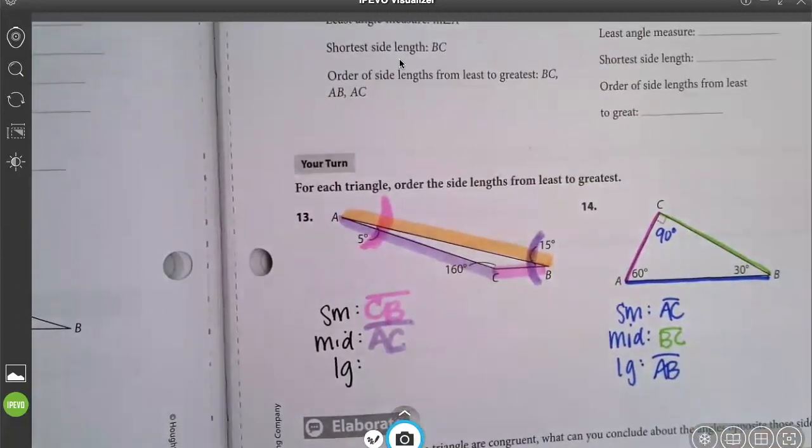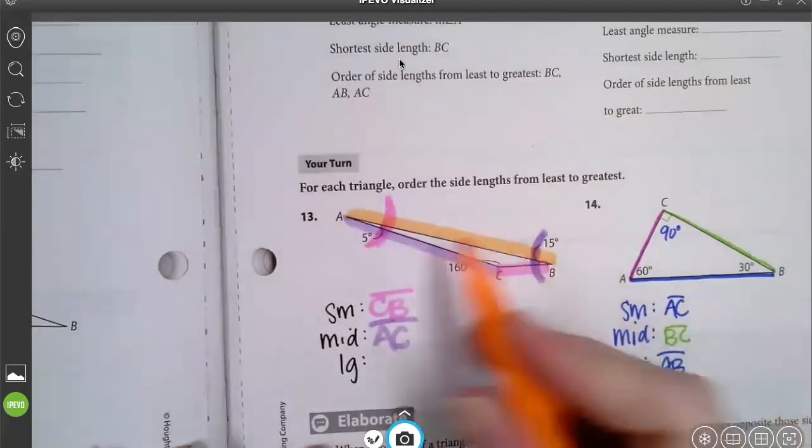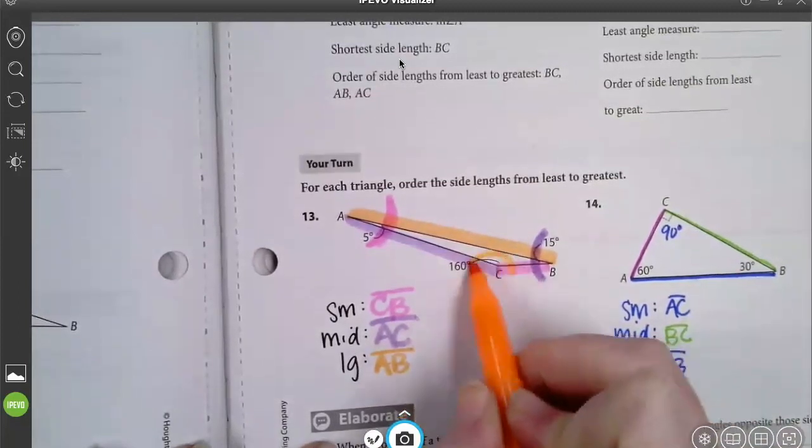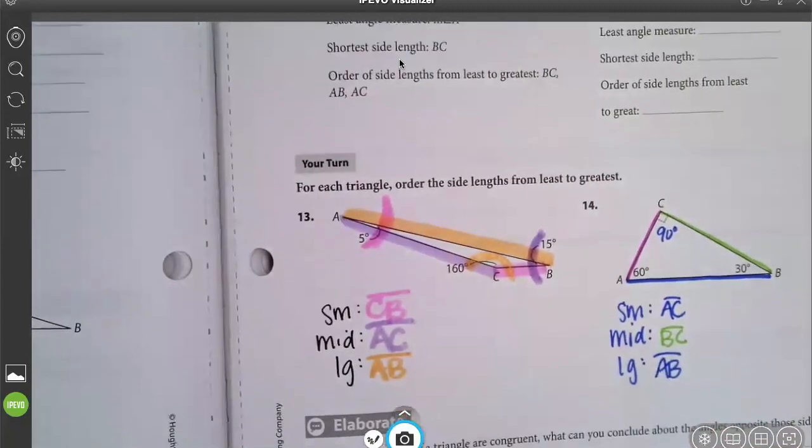So lastly, if we've done the first two correctly, we should have the longest side left. Our longest side, AB, should be across from our longest angle, which is 160. 160 is significantly larger than 5 and 15, so we know that we have done this correctly.